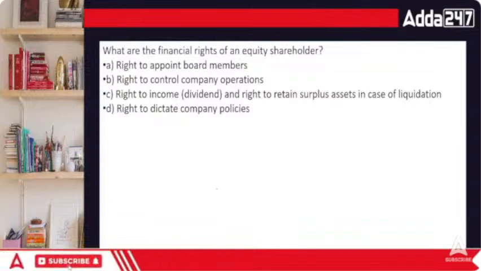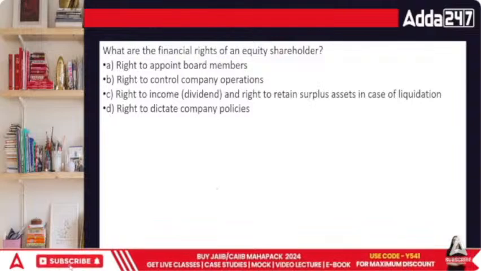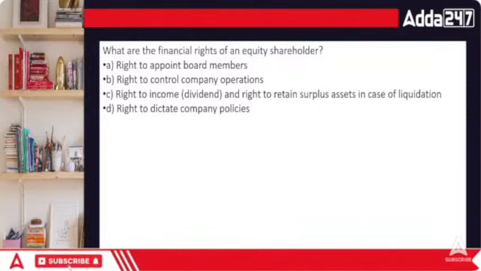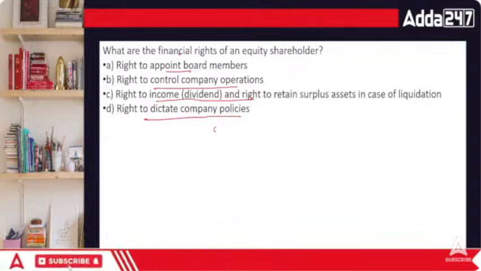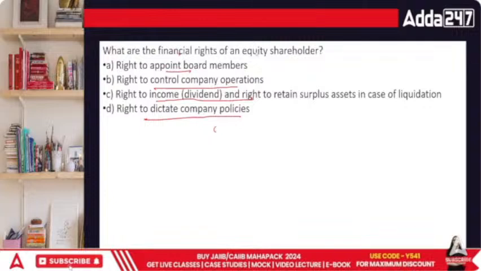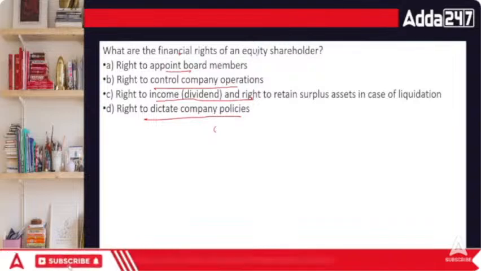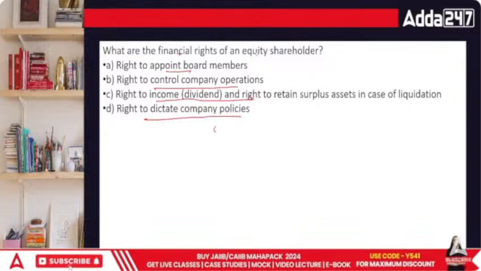What are the financial rights of an equity shareholder, everyone? Financial rights of an equity shareholder. An equity shareholder has the right to participate in voting, a right to appoint board members, a right to control company operations, they can dictate company policies, or a right to income or dividend, or a right to retain surplus in case of liquidation. I wish this C point would be there, but this is one of the major points which they do not possess at all. You know, or do they? Right to income or dividend and right to retain surplus assets in case of liquidation.